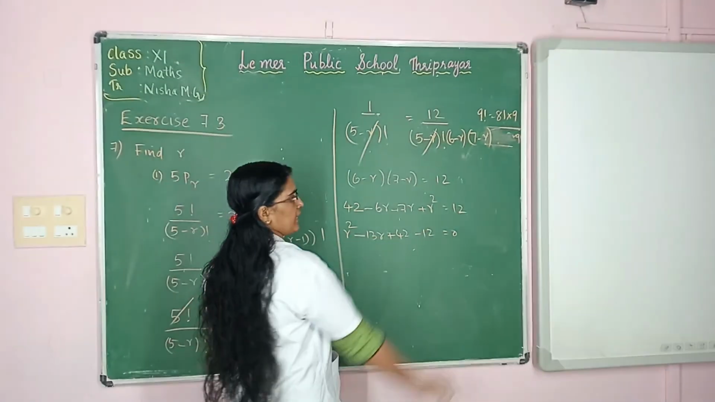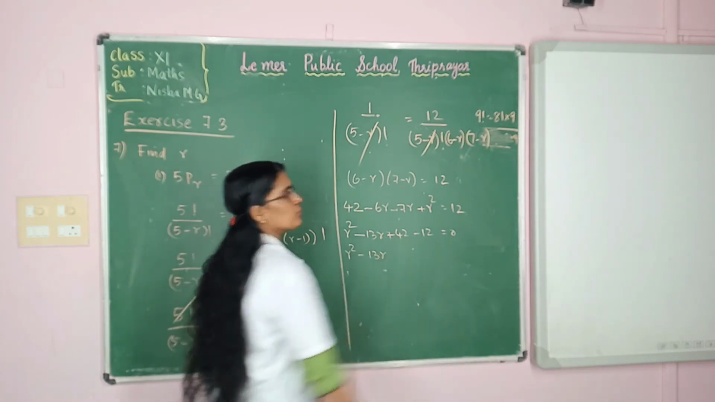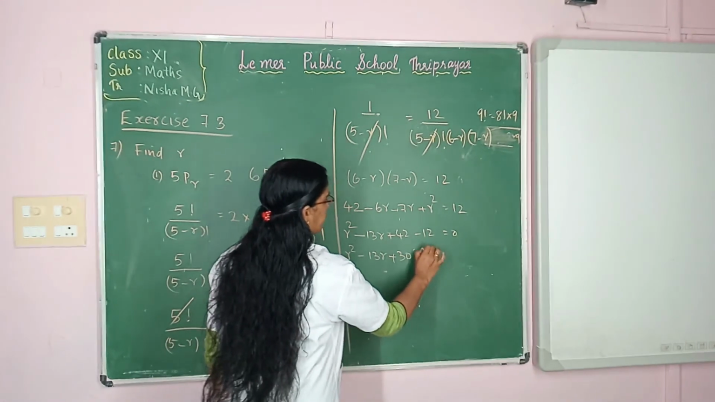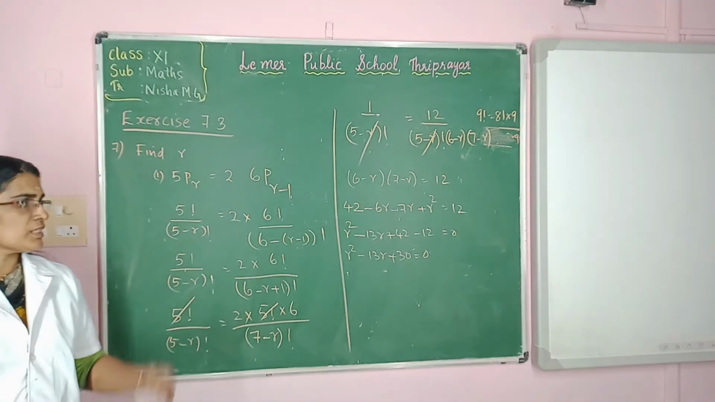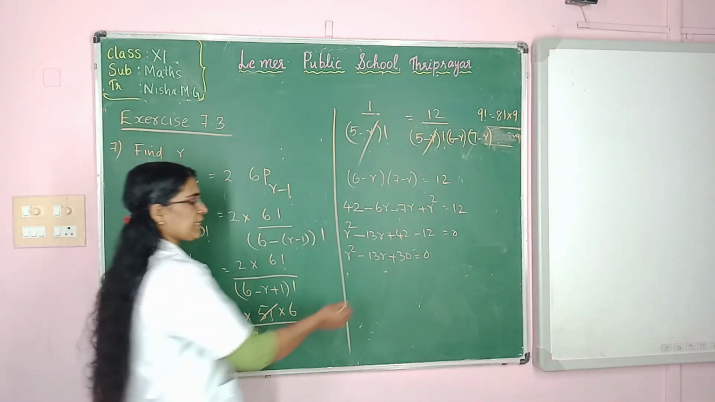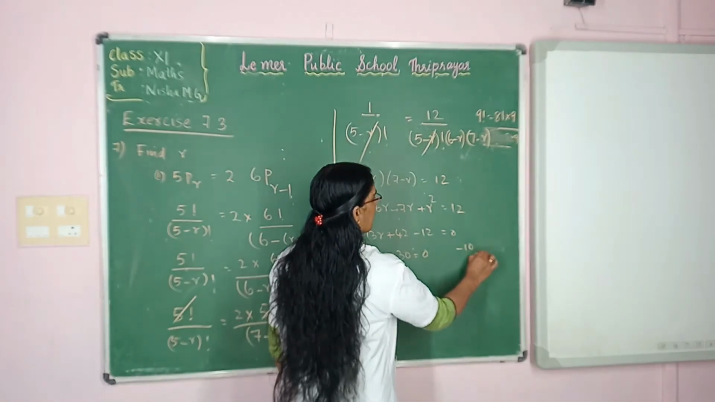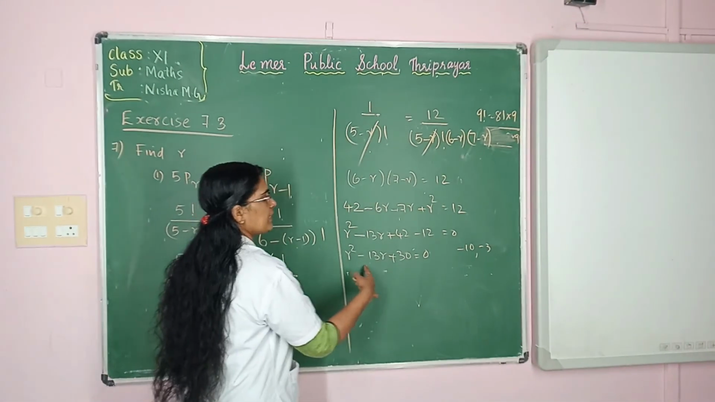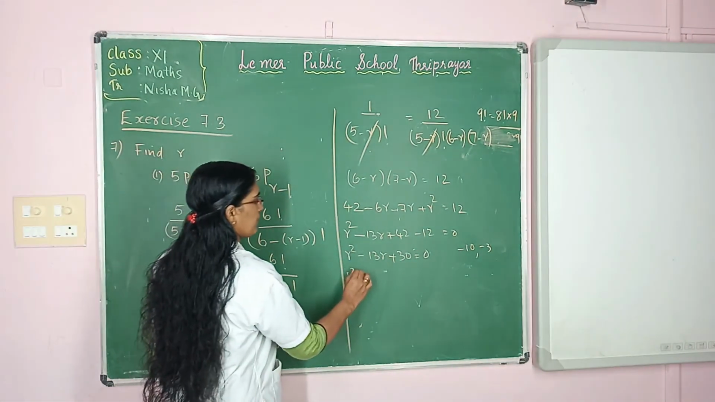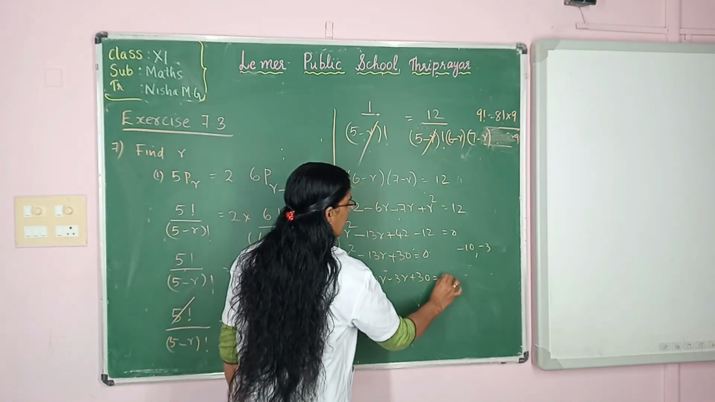Now this is a quadratic equation in terms of r. r square minus 13r plus 42 minus 12. What is the result? 30. Plus 30 is equal to 0. Now this is a quadratic equation we can solve using the splitting the middle term method. Two numbers whose sum is negative 13 and product is 30. Which are the numbers? Minus 10, minus 3. So how to split the middle term? r square minus 10r minus 3r plus 30 is equal to 0.